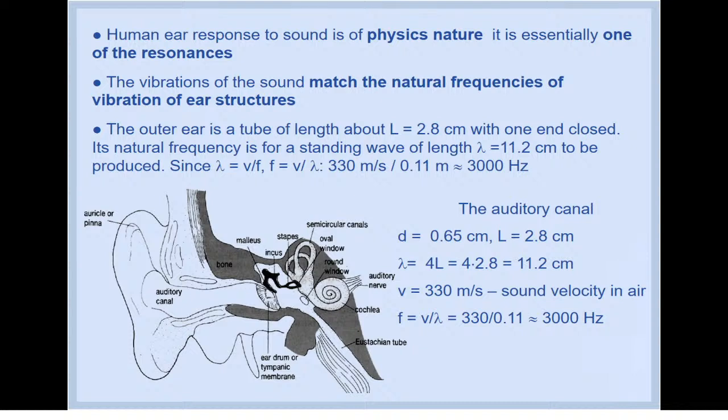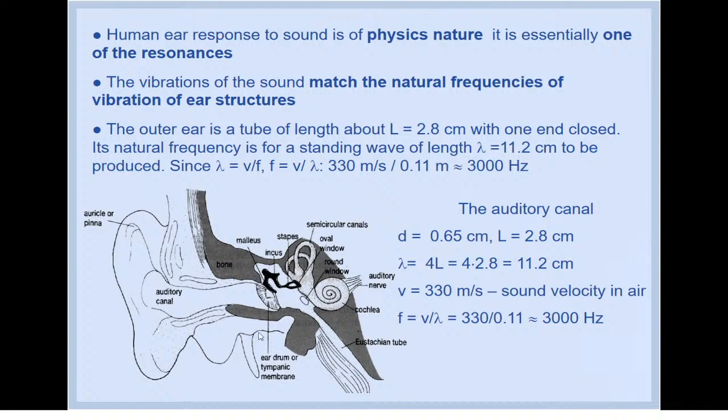Human ear response to sound is of physics nature. It is essentially one of the resonances. The vibrations of the sound match the natural frequencies of vibration of ear structures. The outer ear is a tube of length 2.8 centimeter with one end closed. Its natural frequency is for a standing wave of length 11.2 centimeter to be produced.